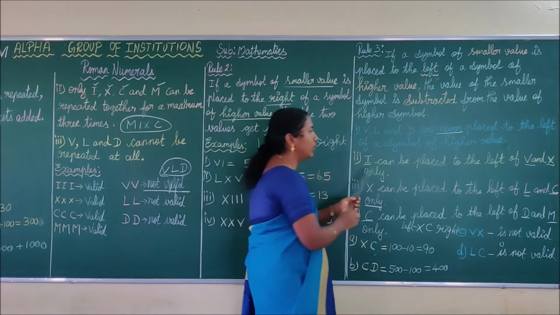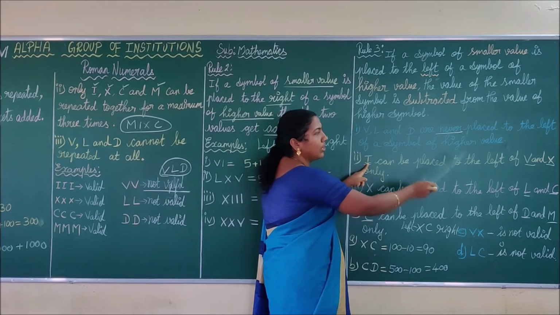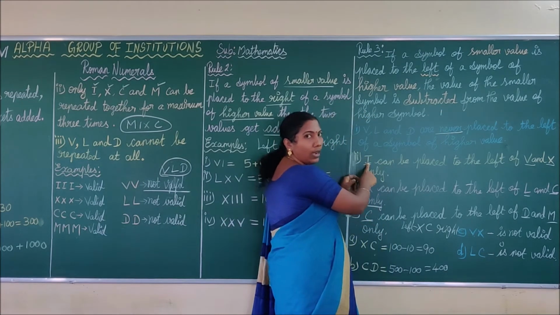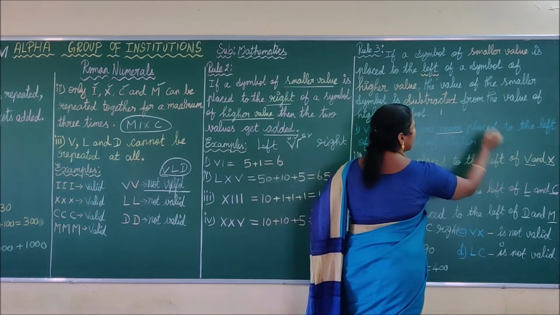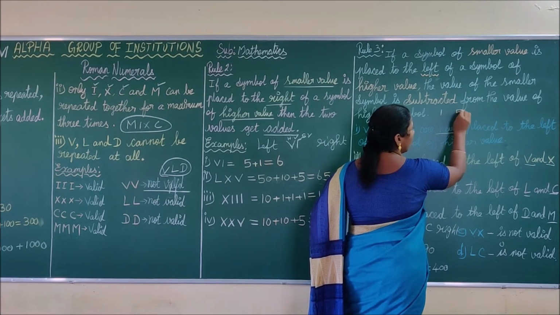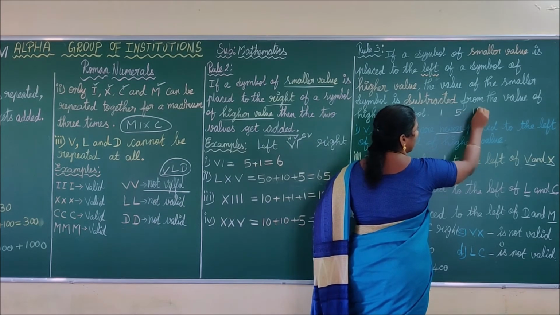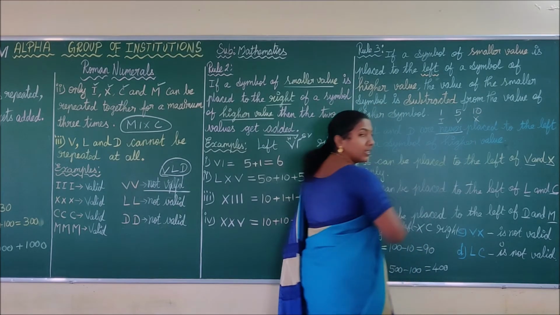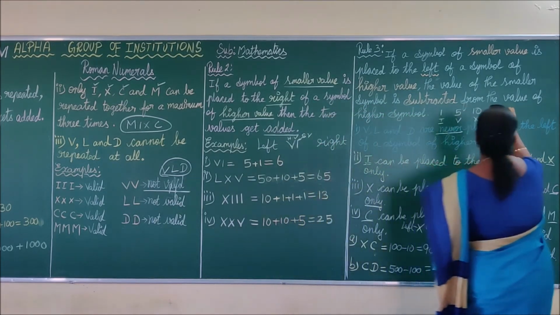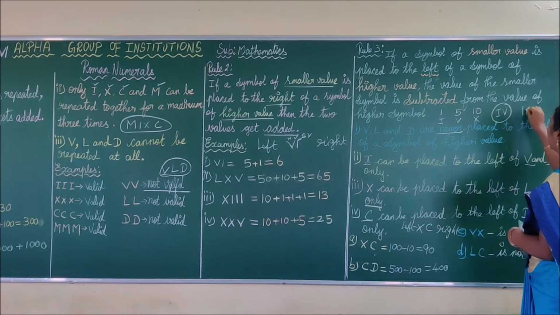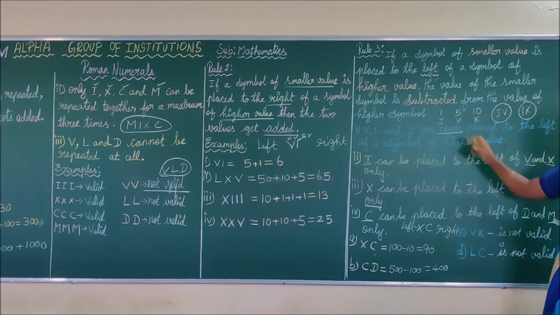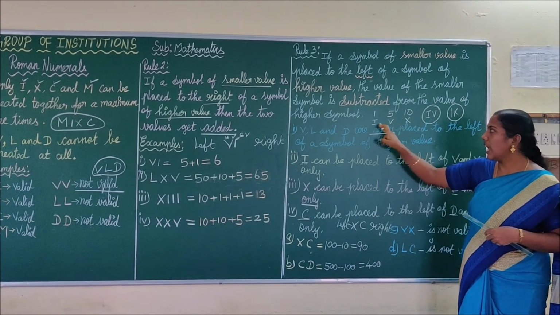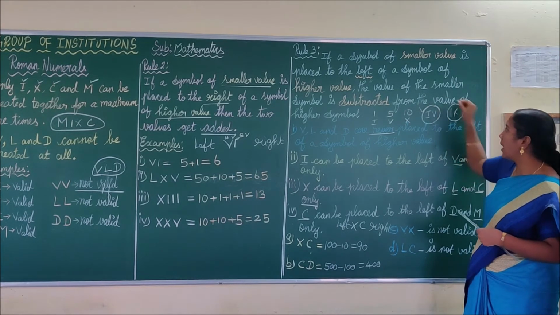Okay, listen carefully, children. Here, I can be placed to the left of V and X only. What is the value of I? 1. What is the value of V? 5. What is the value of X? 10. That is, I can be placed to the left of V and X. That is, they can place IV, IX like this. Do you understand, children? I can be placed to the left of V and X. That is, IV, IX. These are valid symbols.